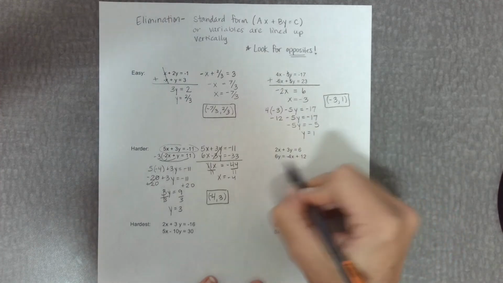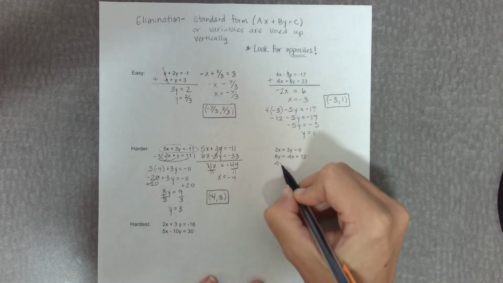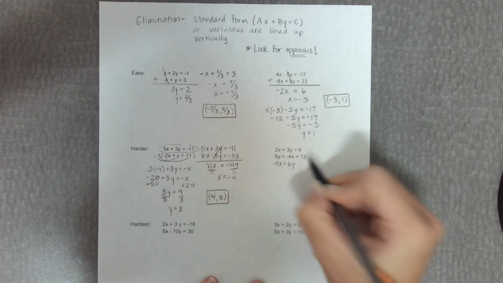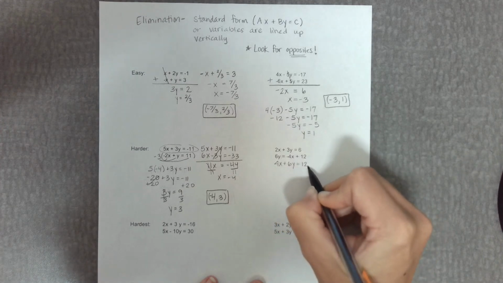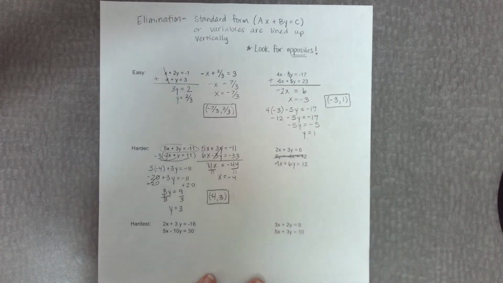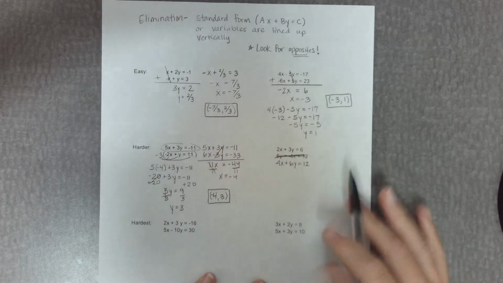So let's just rewrite this whole bottom equation. If we move the 4x over, it's going to become positive. We want to keep the 6y on the side that it's on. We want to keep the 12 on this side. So it'll look like that when we move it over. We can just get rid of that equation altogether. Okay, so now they're lined up the way they should be.